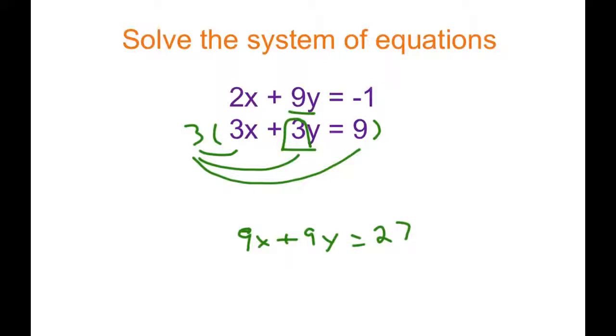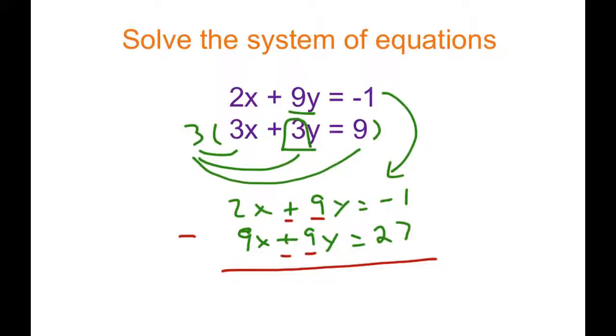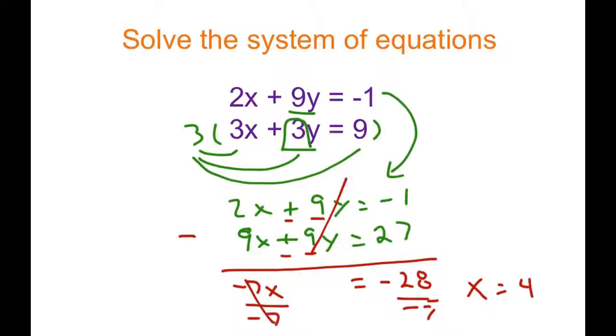And then I'm going to copy down my other equation, because there's nothing wrong with that one. 2x plus 9y equals negative 1. And now I have exactly what I wanted, coefficients that are the same. They're also the same sign, so I'm going to subtract. So 2x minus 9x is negative 7x. They will cancel. Negative 1 minus 27, negative 28. I'll divide each side by negative 7 to solve for x. That cancels. x equals positive 4.